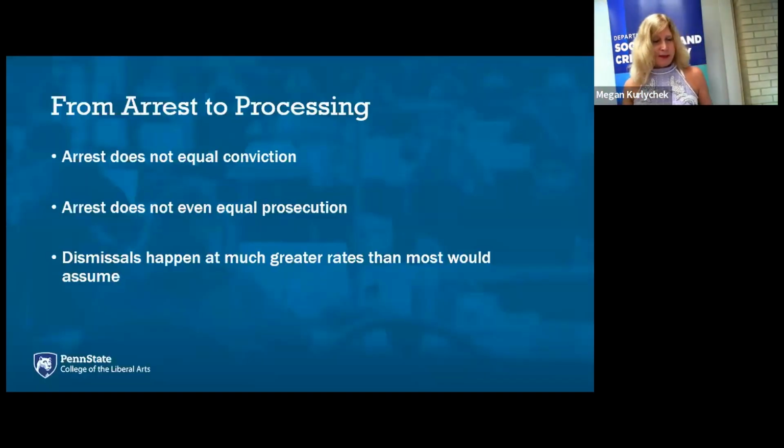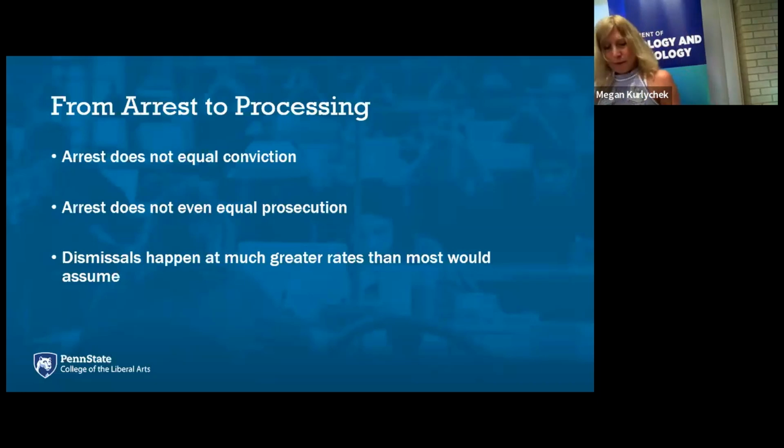Okay. So the first thing we realized, and obviously you all know too, is that arrest does not equal conviction. A lot of arrests happen that do not lead to a conviction, and it does not necessarily even lead to an arraignment or any type of prosecution. It's not just that you don't get convicted at a trial, it's that it can be dismissed at several stages.